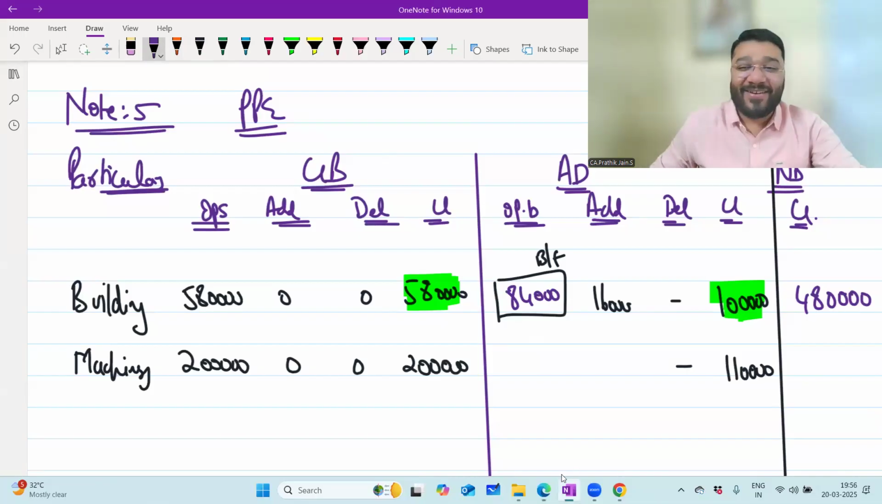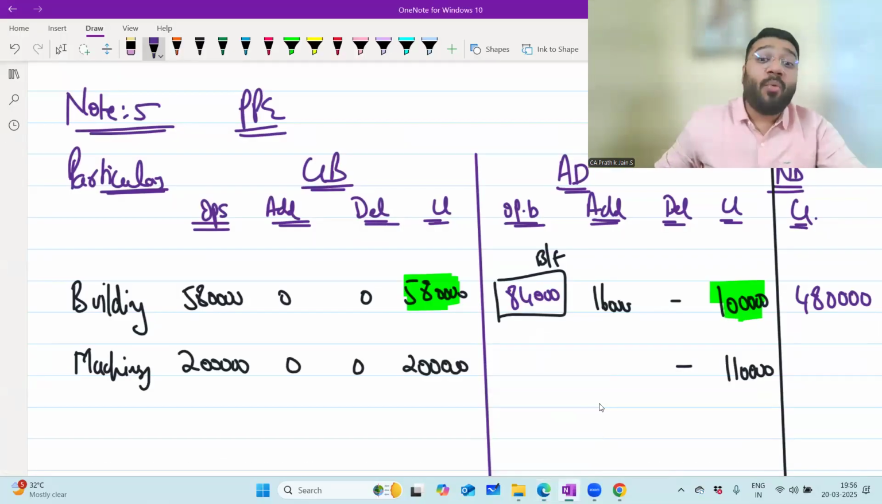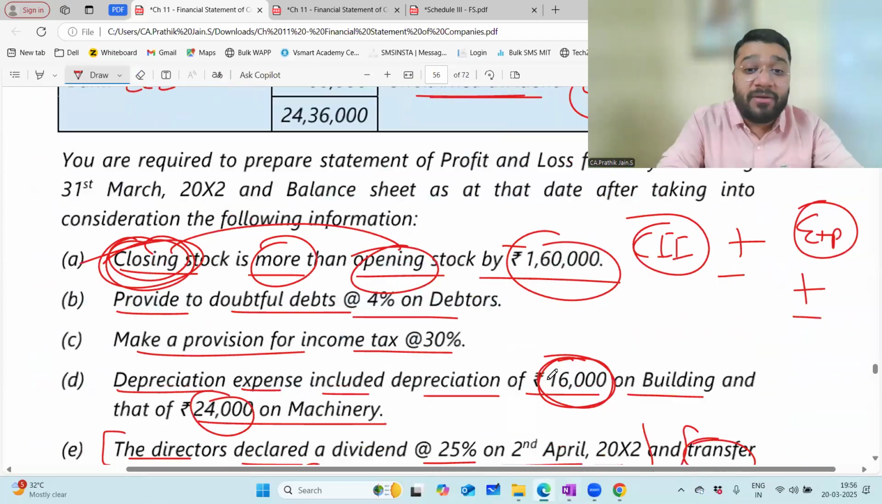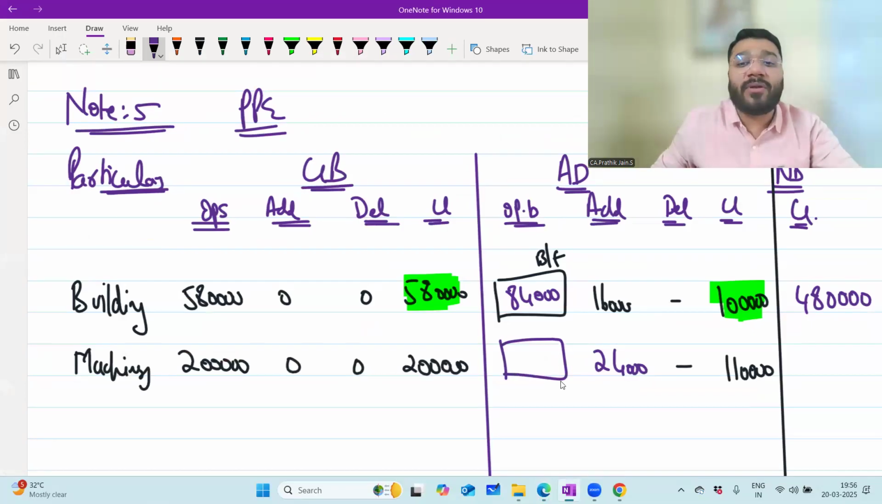Now 110 is the closing balance of the machinery in the PPE ledger. What is the depreciation of the machinery in the current year? 24,000. So what is the opening balance? 110 minus 24,000 is 86,000. So that is the opening balance.